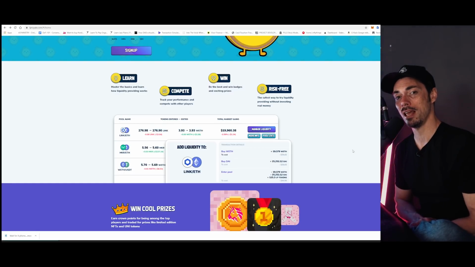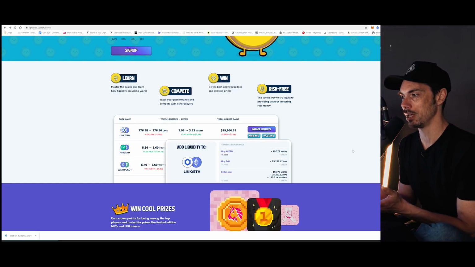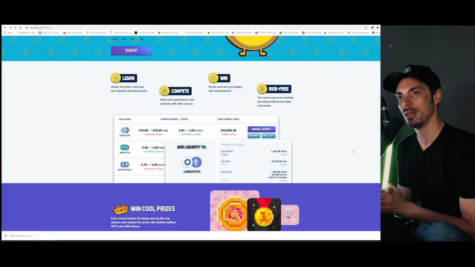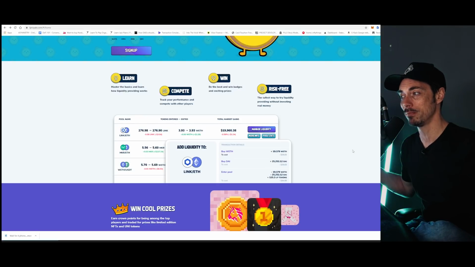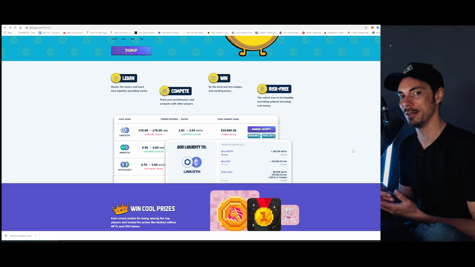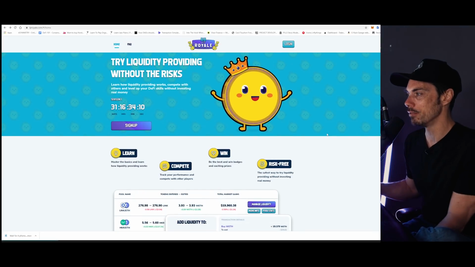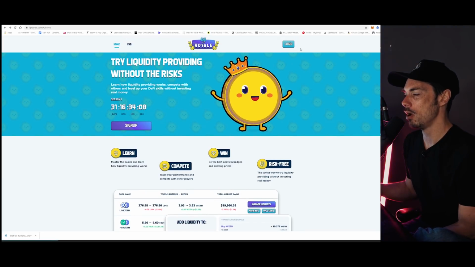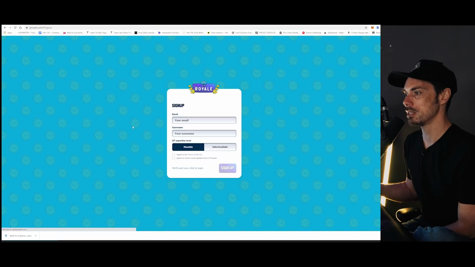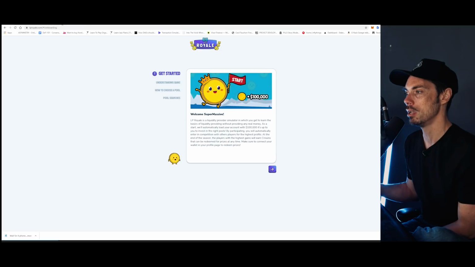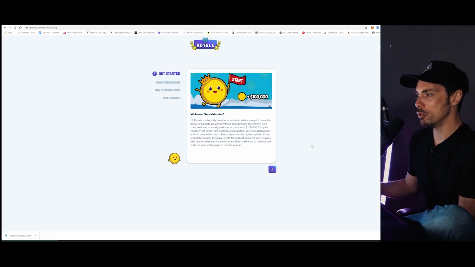Given how important LP liquidity providing is to DeFi and how open it is to anybody, I think taking the time to learn it risk-free like this is definitely worth doing. So I've already signed up. As I said before, you will have to put in your email address and a username. It will send you a link to log in. I have already done so. And once you do, you come to this page.